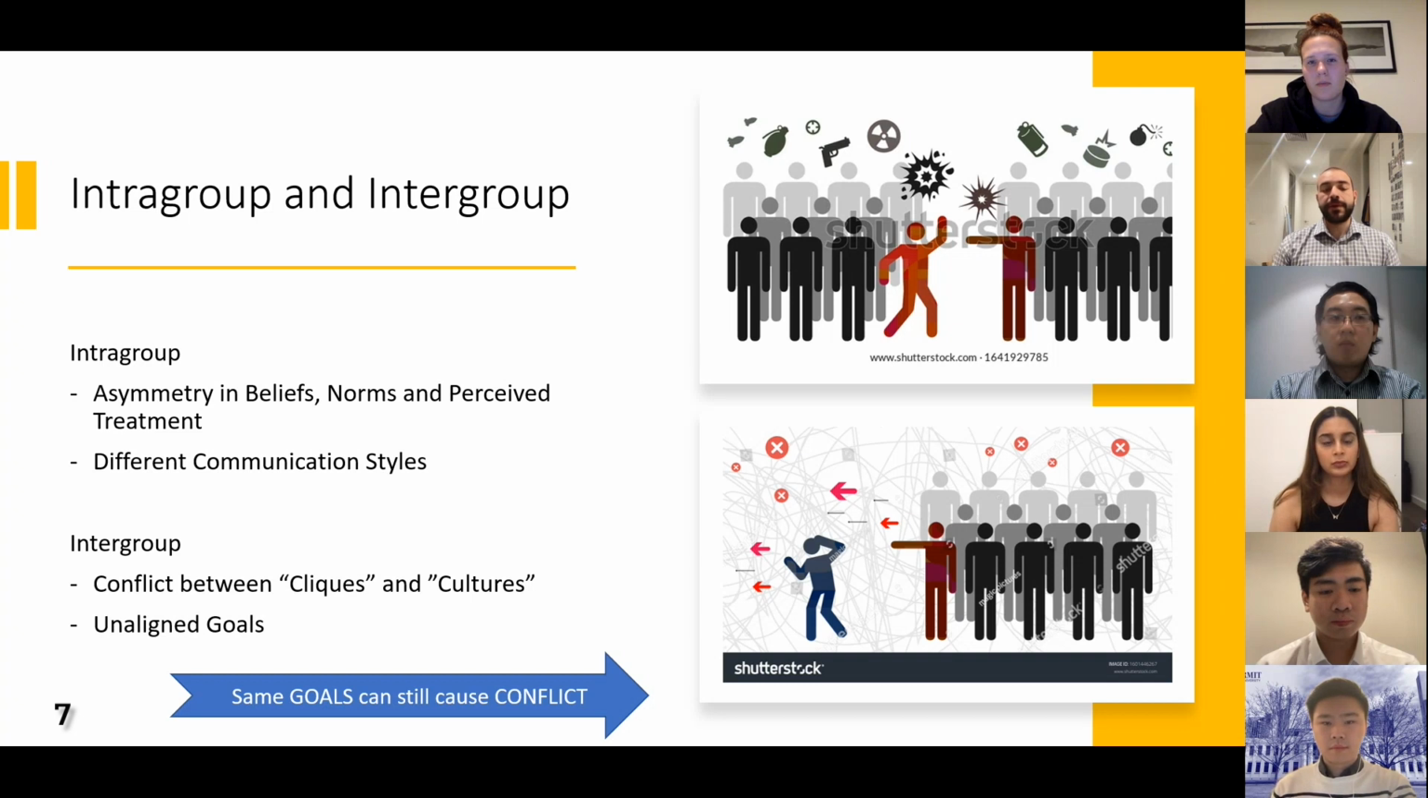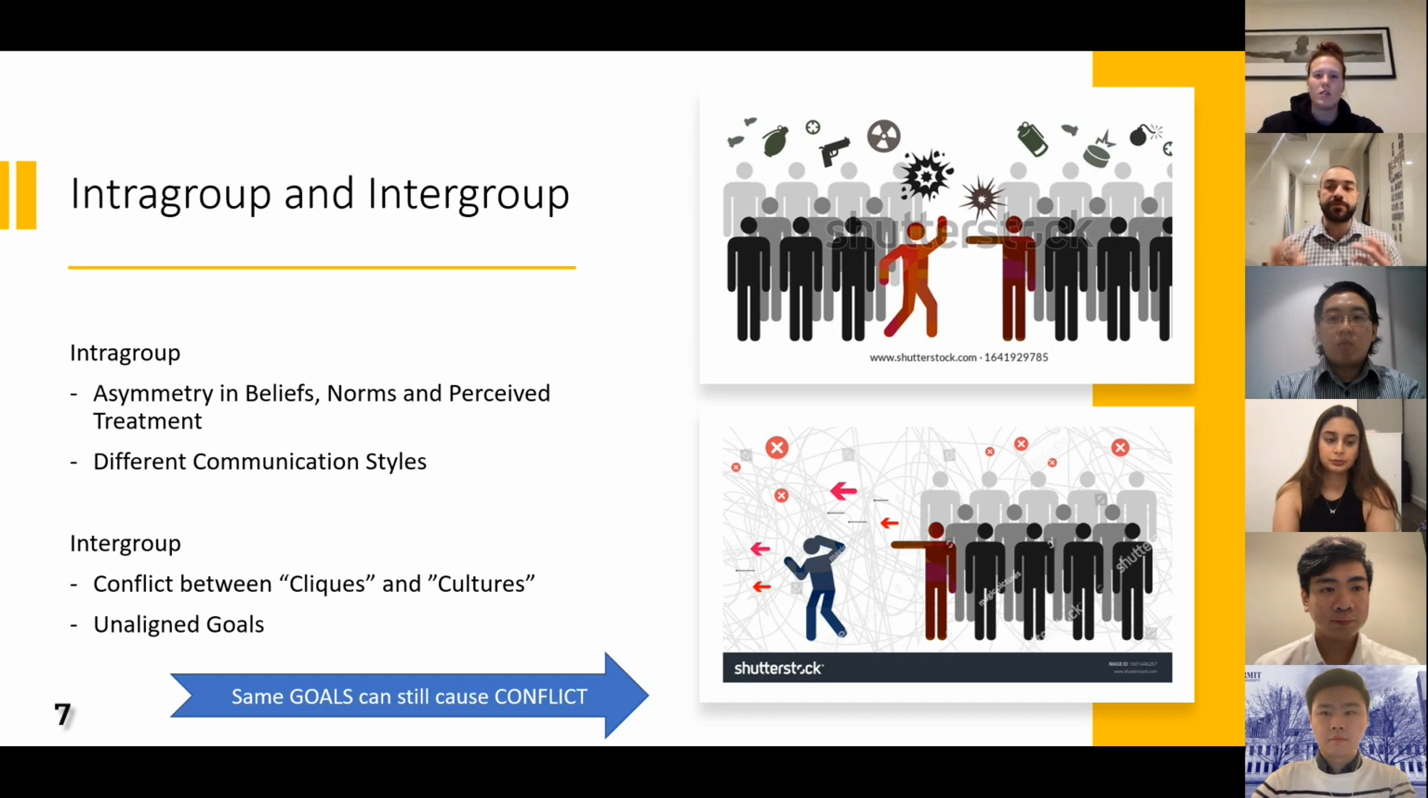Looking at intergroup, this conflict is the one that exists between different cliques or subcultures within an organization. So it's the same factors as intragroup: different beliefs, norms, and feeling that other groups are treated differently. But, as the name suggests, it's between different groups rather than members of the same group.